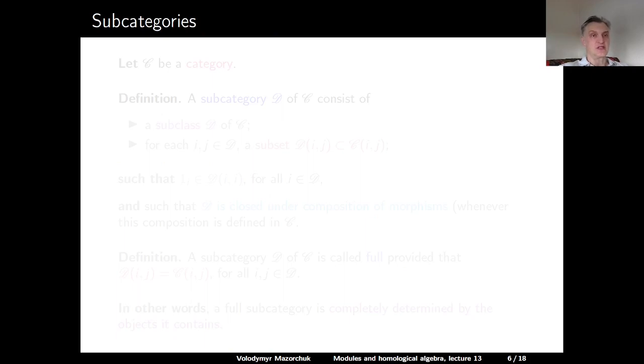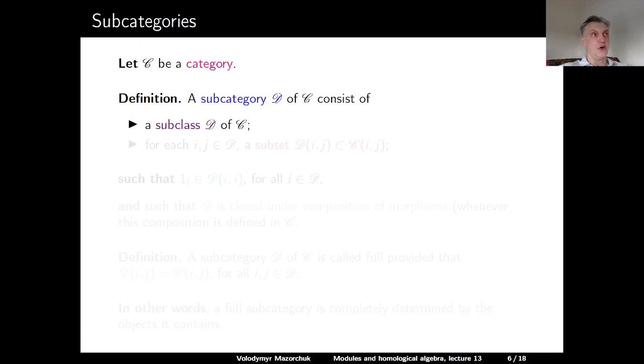Next, let us talk about subcategories. Let C be a category. Definition: a subcategory D of C consists of a subclass D of objects in C, and then for each object i and j in D, a subset D(i,j) inside the set of morphisms from i to j in C. And then this datum is supposed to satisfy the following axioms.